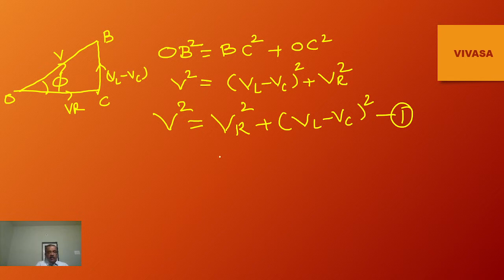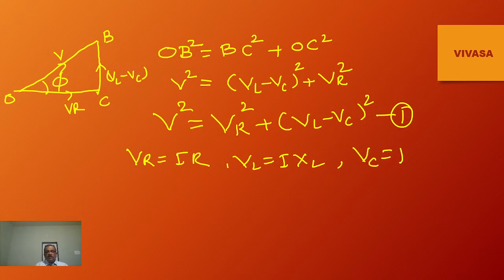Now here we can substitute the values for these also. That means we can write VR is equal to I into R. Then for VL we can write I into XL, and VC is equal to I into XC. XC is capacitive reactance, XL is inductive reactance, and R is resistance. We can substitute in equation number 1 now.